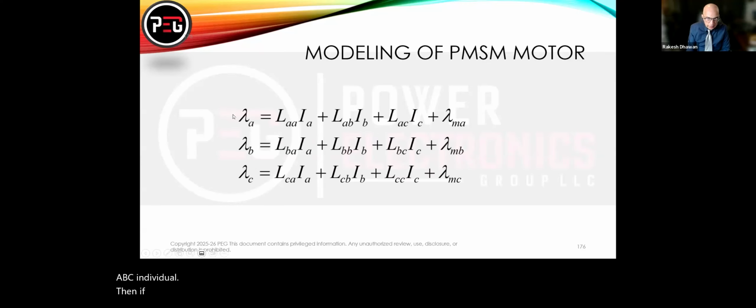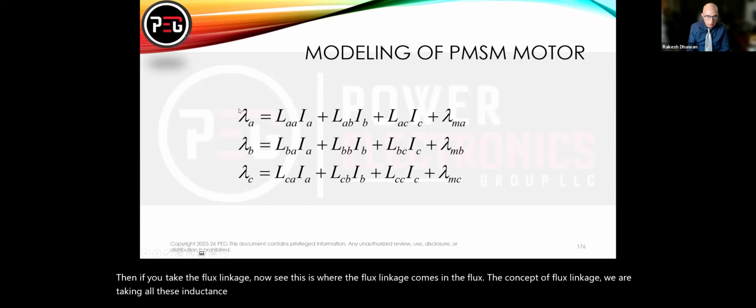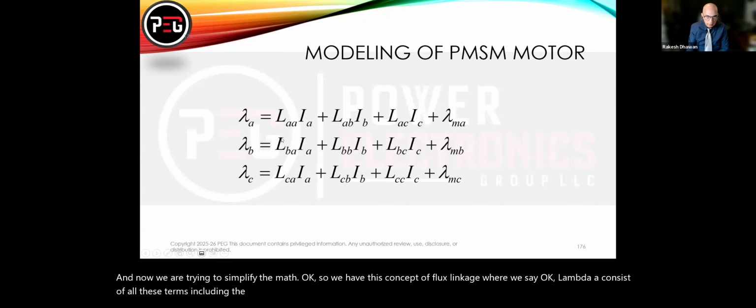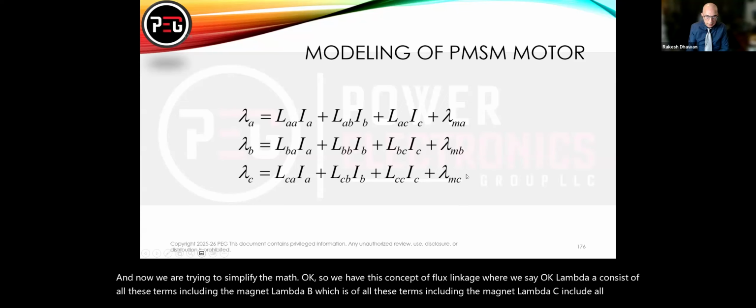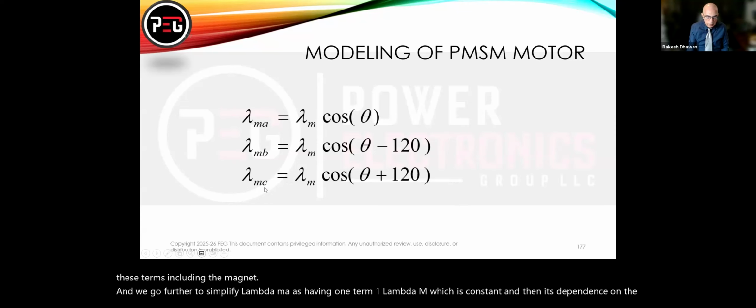Then if you take the flux linkage now, this is where the concept of flux linkage comes in. We are taking all these inductance terms, and now we're trying to simplify the math. We have this concept of flux linkage where lambda A consists of all these terms, including the magnet. Lambda B consists of all these terms, including the magnet. Lambda C includes all these terms, including the magnet. And we go further to simplify lambda MA as having one lambda M, which is constant, and then its dependence on the rotation. So we simplify these further.